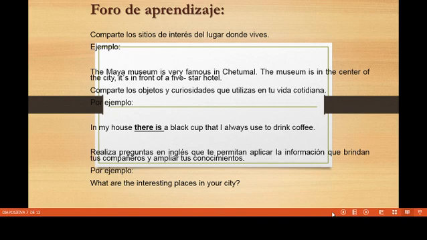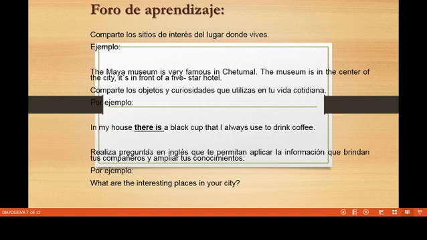And also, you're going to share with the class the objects and things that you usually use in a regular day, in a typical day. The things that you use in a typical day. For example, I have in my house a black cup. In my house, there is a black cup that I always use to drink my coffee. You can see I'm talking about a black cup. How is the cup? It is black, right? I'm talking about the color. In my house there is a black cup that I always use to drink coffee.